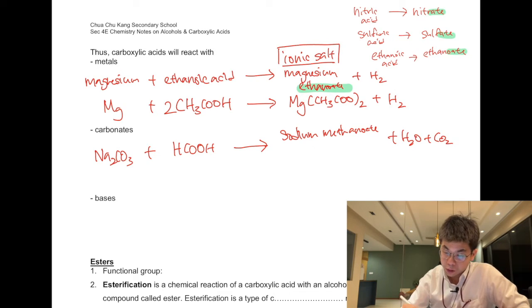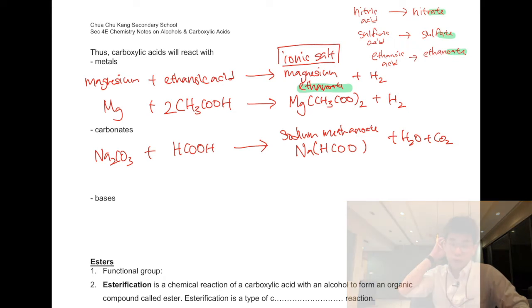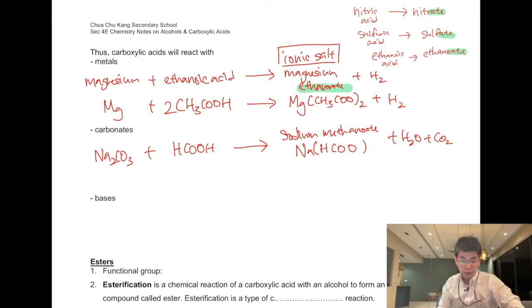So sodium methanoate will be Na, and then we have HCOO. You can draw a bracket. This one will be fine, just to show that it is something like that.